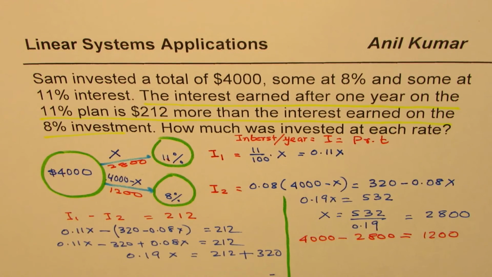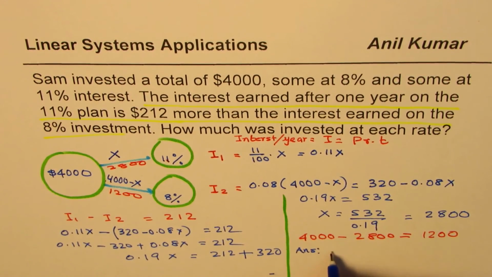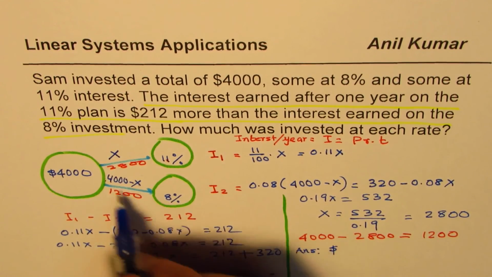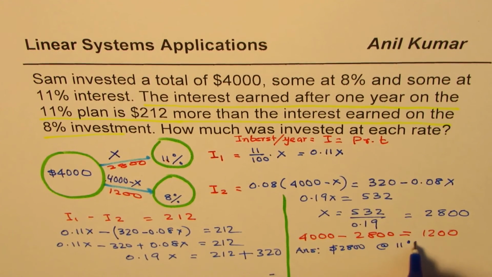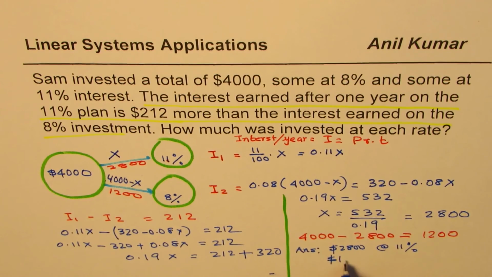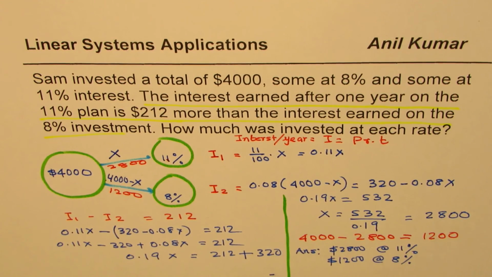And I hope this picture gives you a good idea of what we are trying to do. So our answer here is, we have invested $2,800 at 11% and $1,200 at 8%. Does it make sense to you? So that is how you could solve such questions in minimum steps.